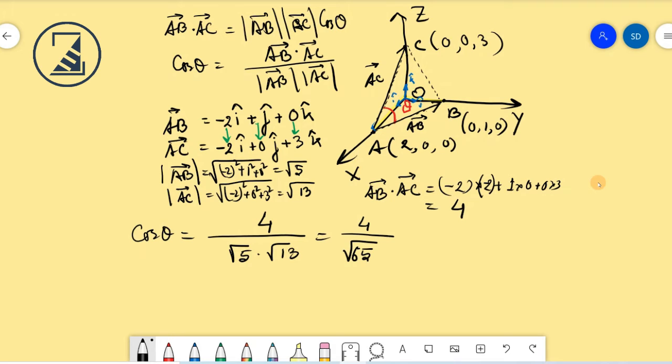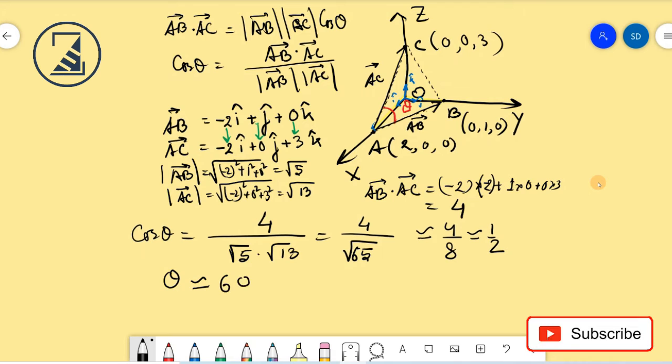To find this, you can put it in a calculator and find the value of this inverse. I will try to find it. 4 divided by square root of 65. This is very near to 64, which is the square of 8. So this is almost going to be 4 by 8, so this is almost going to be half. So theta is going to be almost equal to 60 degrees.